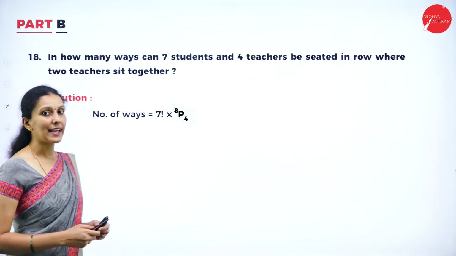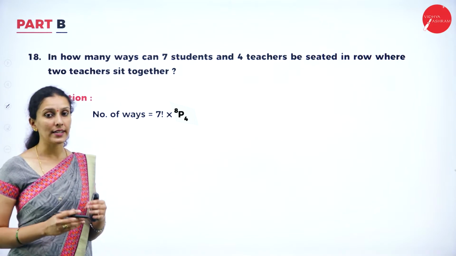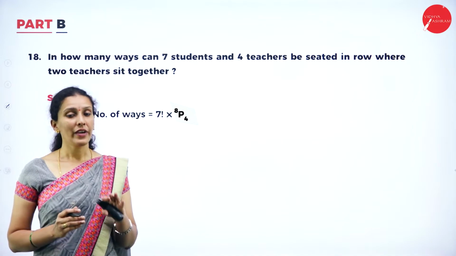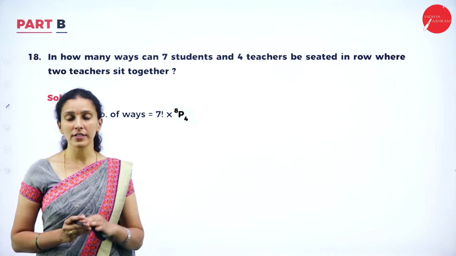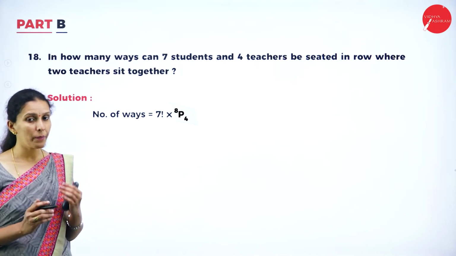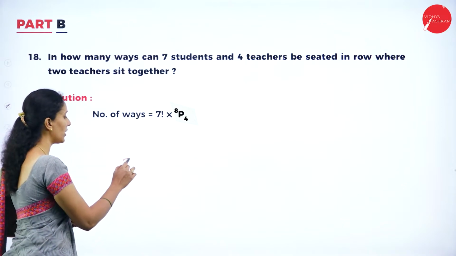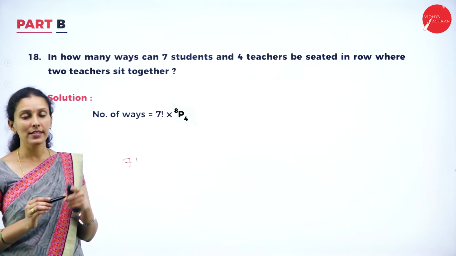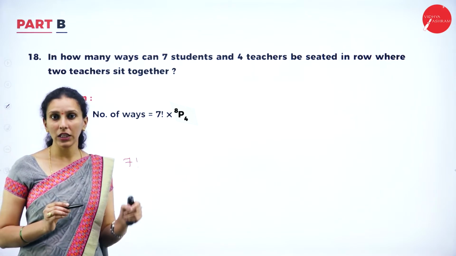In how many ways can 7 students and 4 teachers be seated in a row if no teachers can sit together? So we have 7 students and 4 teachers. The 7 students can occupy the places in 7 factorial ways. The teachers cannot sit together, hence they have to sit in between the students.